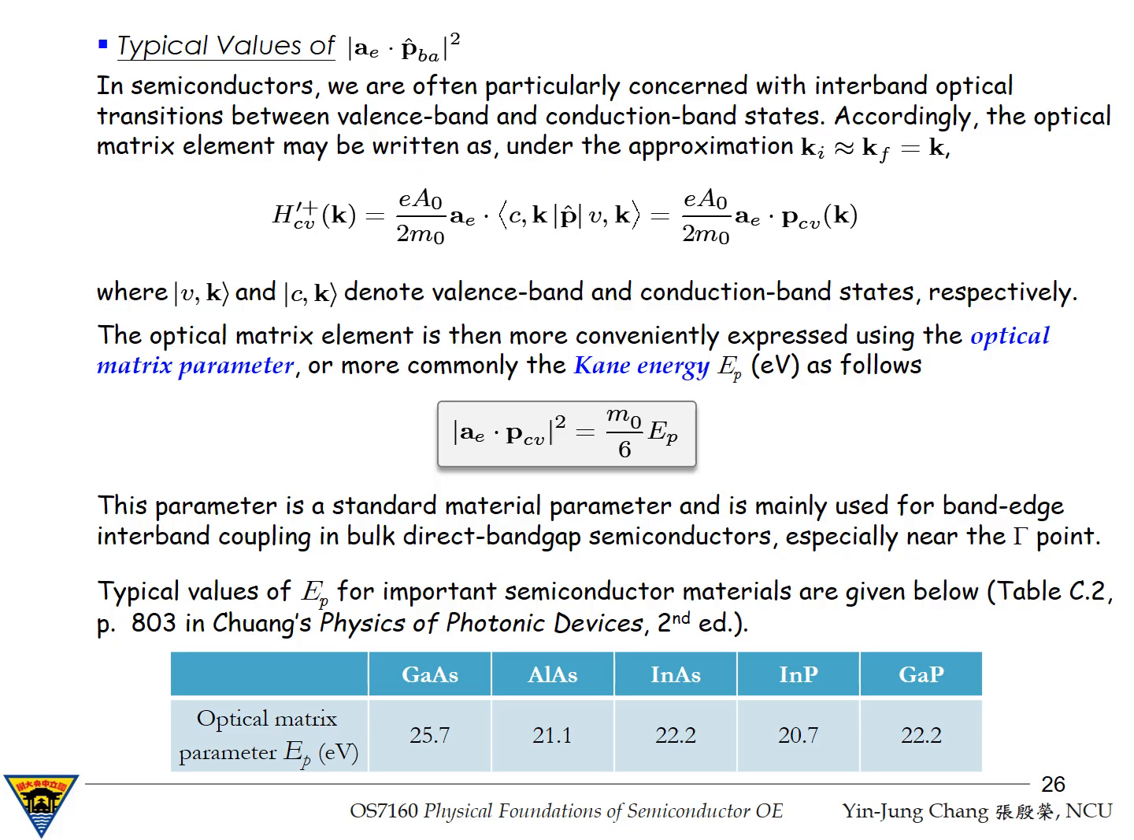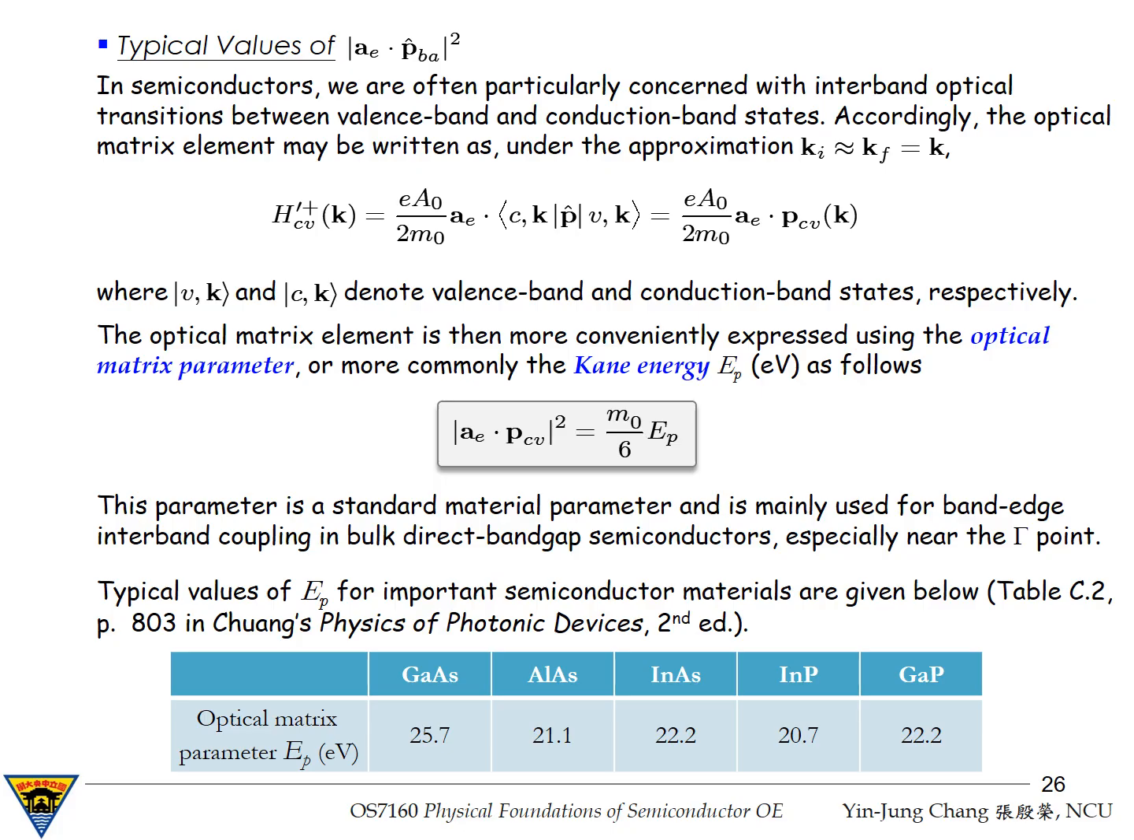The table at the bottom of the slide gives typical values of the K energy for several important 3-5 semiconductors. These values are all on the order of 20 to 26 electron volt. The fact that these values are relatively large tells us that interband optical coupling in these direct gap or near direct gap semiconductor materials is strong. This is one reason why 3-5 semiconductors are widely used in optoelectronic devices such as light-emitting diodes, laser diodes, photodetectors, and optical modulators.